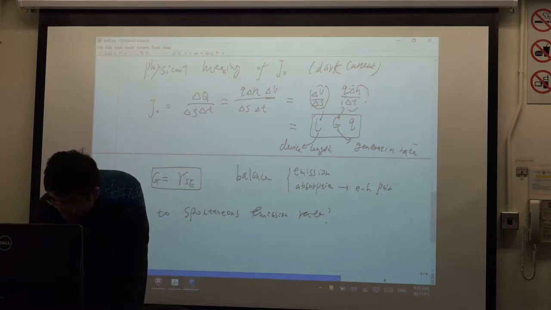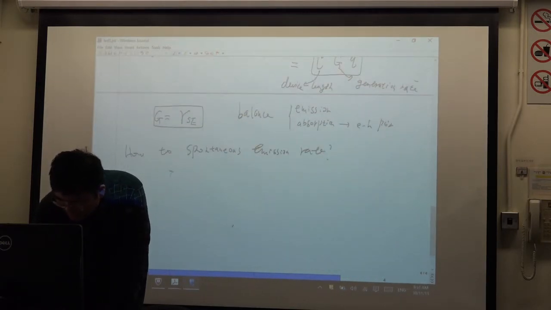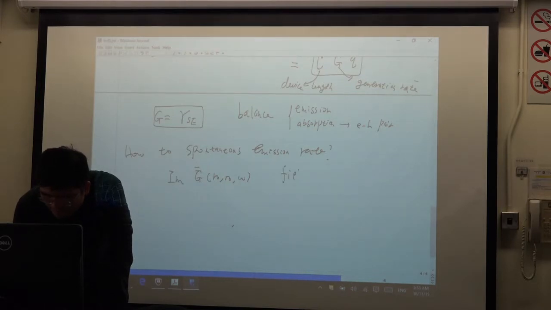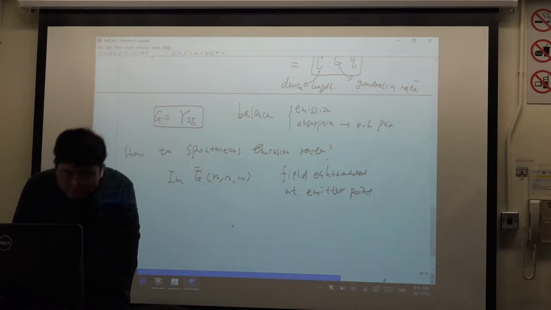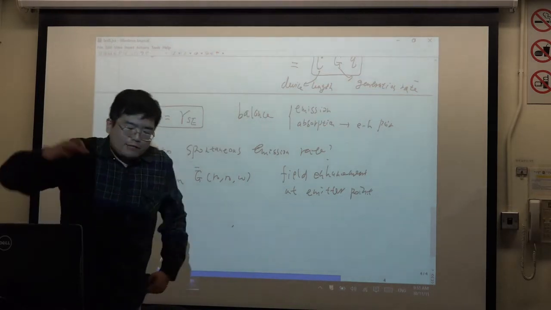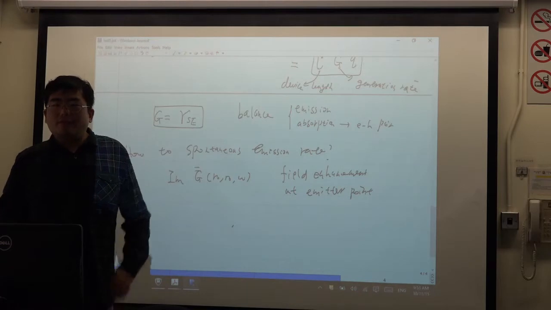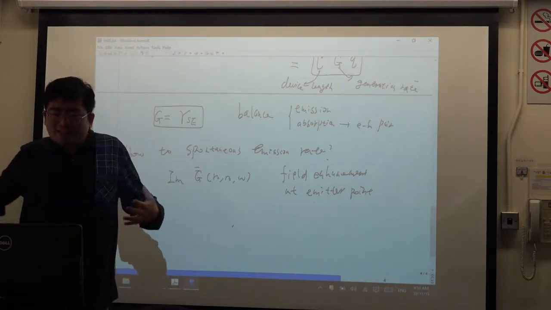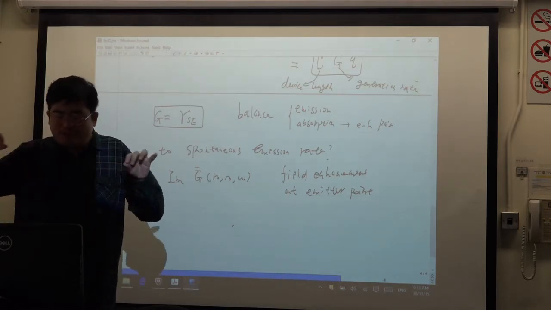Mathematically, just imagine the Green function at this emitter, or just the field enhancement at the emitter point. Or in an LED, just enhance the field at the active layer region. If you enhance the field at the active layer region, this field is the eigenmode intensity.